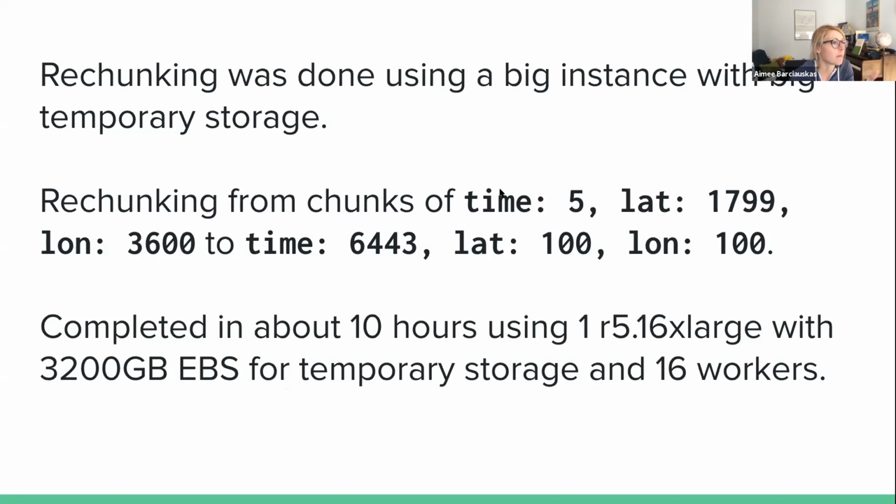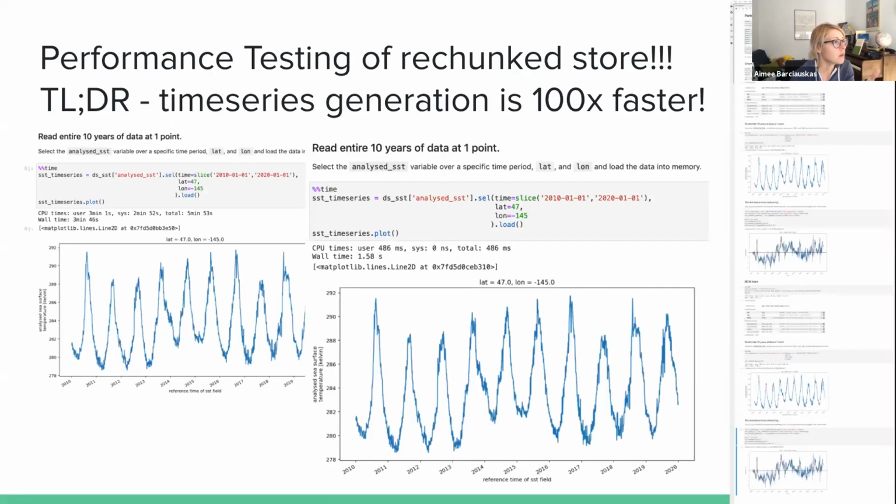And so we went from a time, latitude, longitude shape of 5, 1799, 3600 to a time chunk of 6443, latitude, longitude of 100. And that was great because it took us from time series going from about 3 to 4 minutes for a given latitude, longitude time series to about 2 seconds. So it's about 100 times faster.